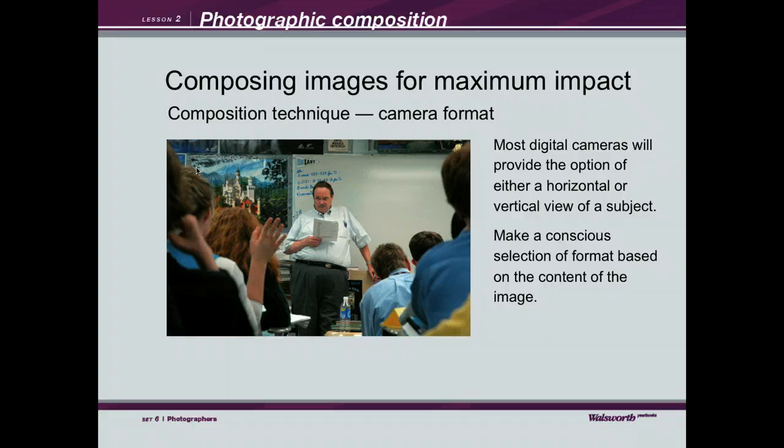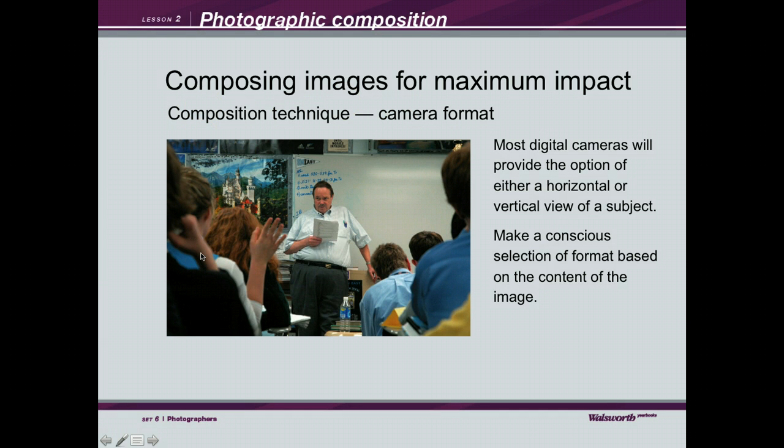What the photographer needs to do is look at the scene with their eyes and then make a conscious decision on the format of the camera based on the content of the image they're trying to tell. Now, with this photo right here, we're actually framing the teacher in between the two rows of students on the right side and also on the left side. Try to imagine this photo in a more vertical format rather than the current horizontal format that it is in. If we had it in a vertical format, we would lose the students over here on this side and the students over here on this side.